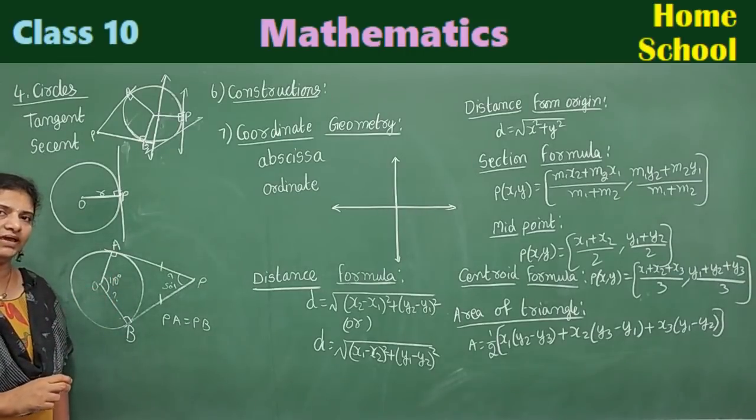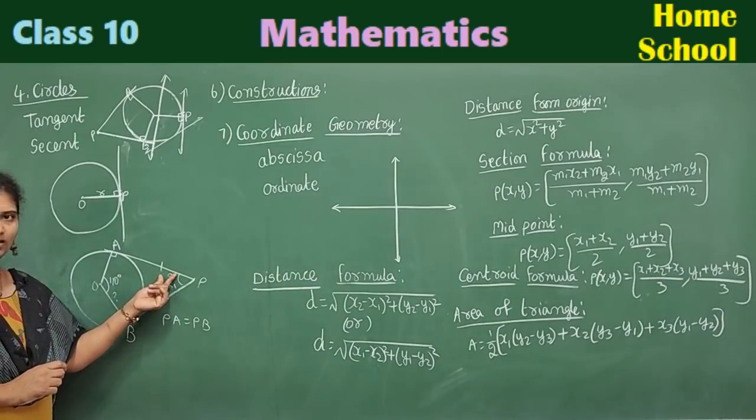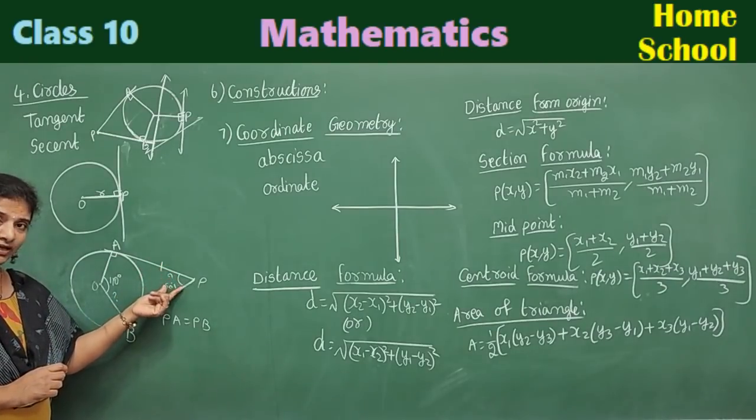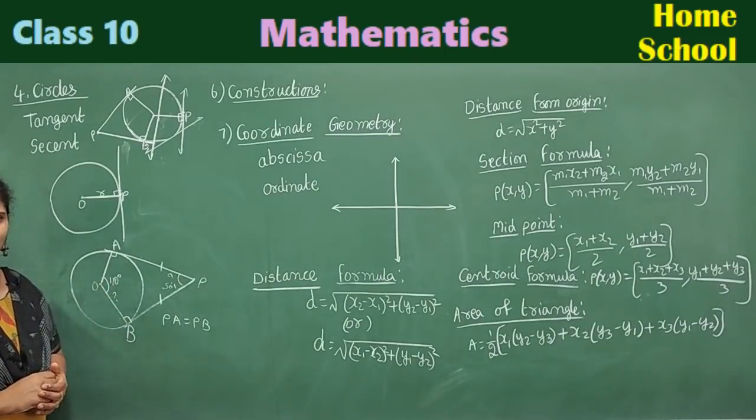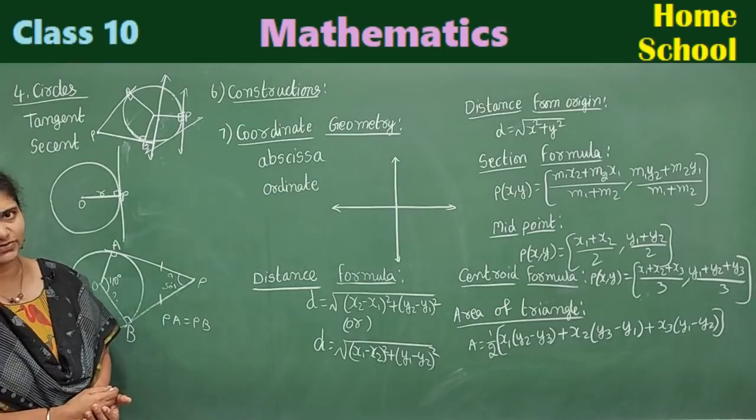Opposite angle sum will be 180. 180 minus 110 will be 70 degrees. Right? Suppose if this is 50, then this will be 130 degrees. Any one angle will be missing. You can answer directly in your multiple choice questions.